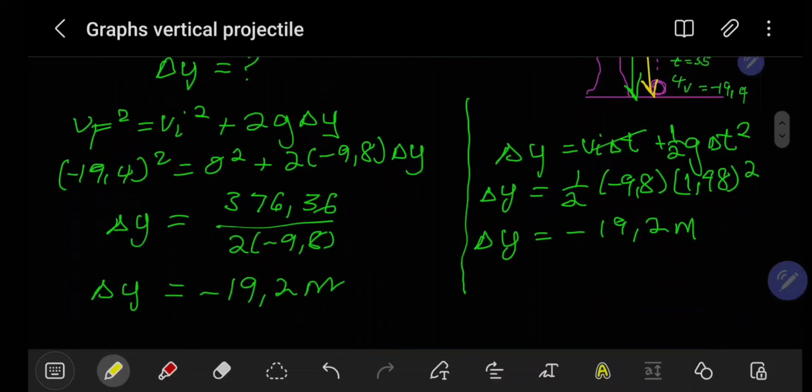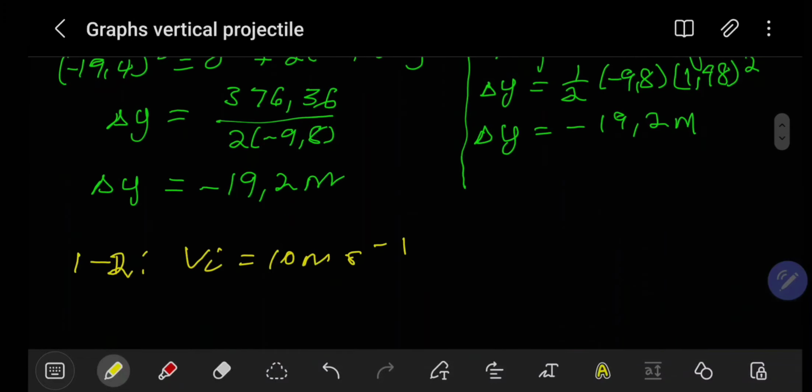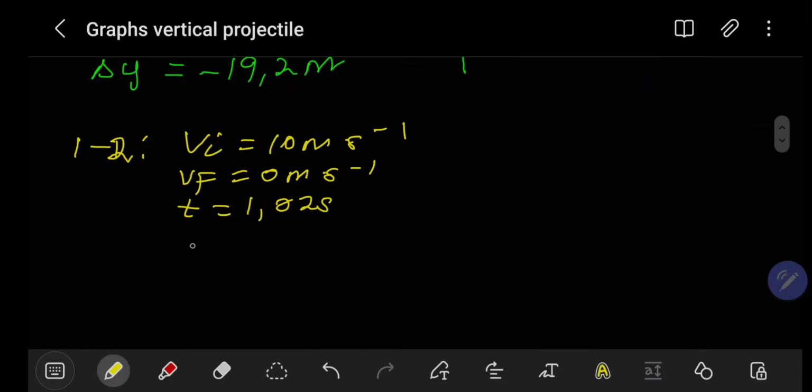So if we look at point 1 to point 2, the initial velocity of the ball, the V initial, there we know that is 10 meters per second. Then the ball reached the maximum height, so our V final will be 0 meters per second. Then it takes 1.02 seconds for it to reach the maximum height. Our gravitational acceleration is negative 9.8 meters per second squared.